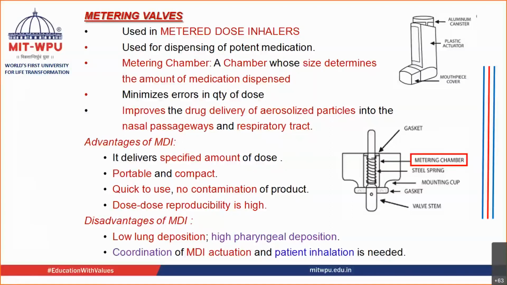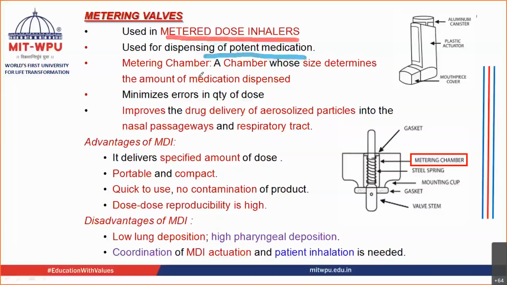Whereas in a metering valve, when you press the actuator, the right dose of material comes out and the giving out of ingredient stops. These types of valves are known as metering valves. This has been achieved with the help of the metering valve. These are basically used in MDIs, that is metered dose inhalers, and are used when you are dispensing potent medication, like in case of asthma. Whenever you are giving potent medications, in that case you use these metering valves.